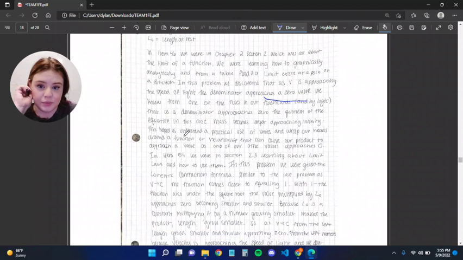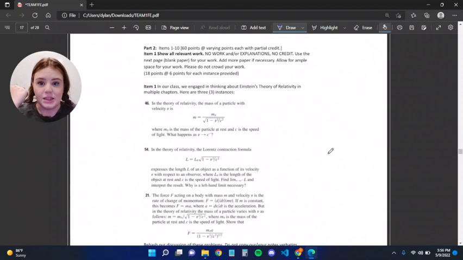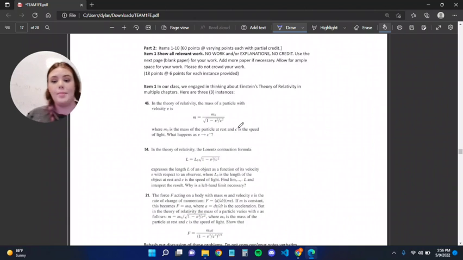And then this helped us understand a practical use of limits and wrap our heads around a function or a relationship that can cause our product to approach a value as one of our other values approaches 0. So we were just using this as an example to understand one of those basic functions in calculus of how limits work. So that's the answer. m is approaching infinity and getting larger and larger as v approaches c.